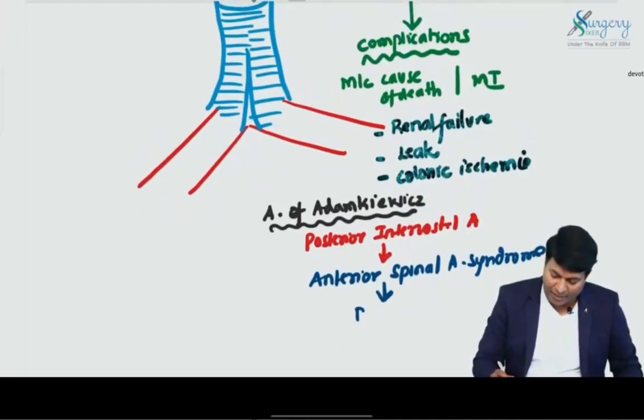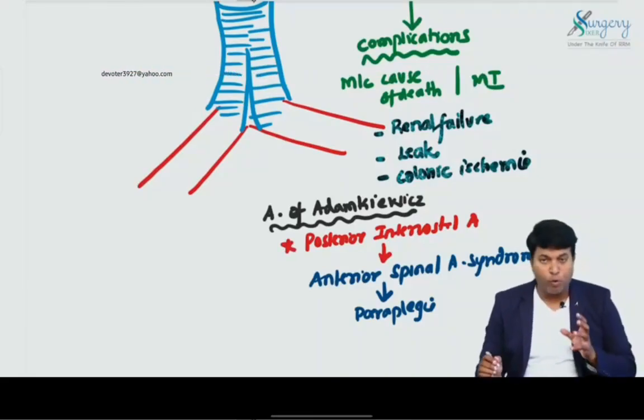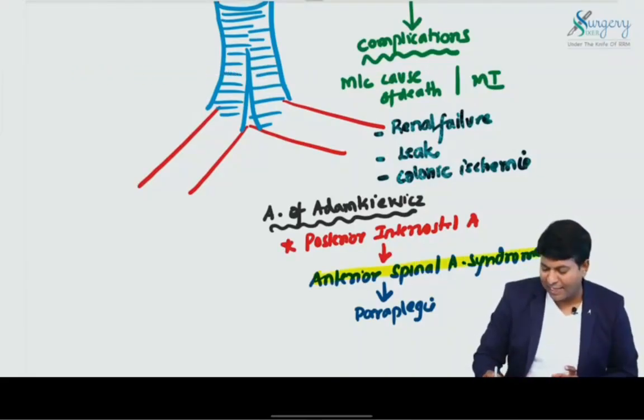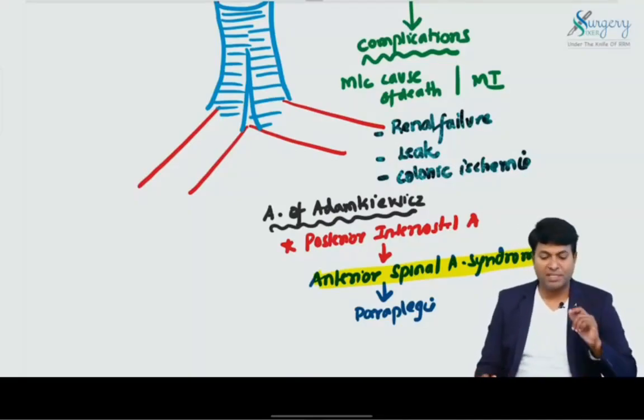That will result in paraplegia. So please don't forget injury of the artery of Adamkiewicz. The artery of Adamkiewicz is a branch from the posterior intercostal artery, and as this gets damaged, you get anterior spinal artery syndrome. That will result in paraplegia. This artery of Adamkiewicz can also be damaged in esophageal operations. So please remember, it can also be damaged in esophageal operations.